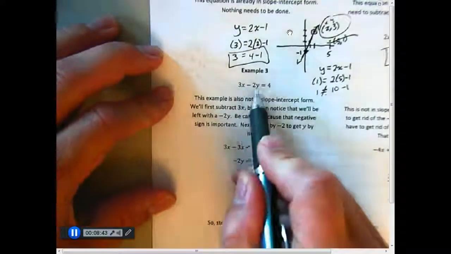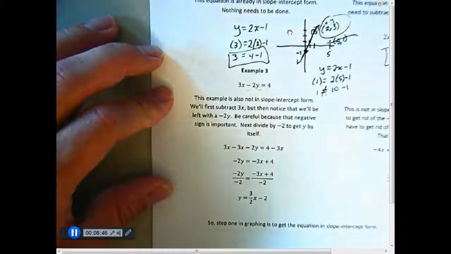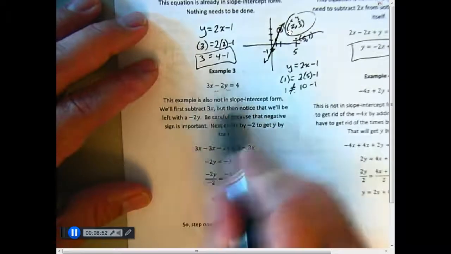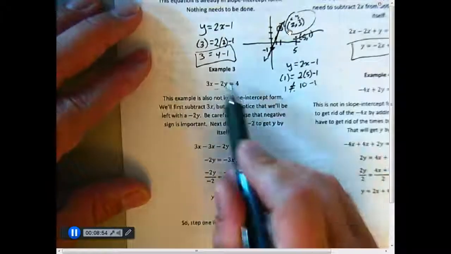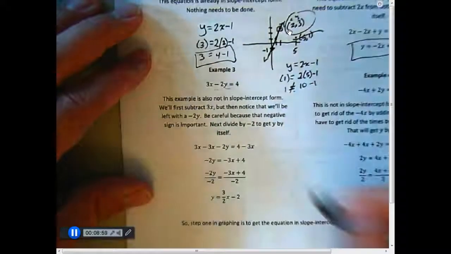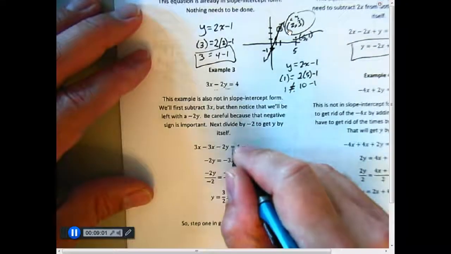Okay, now they get more complex. Example 3 moves into this. They actually put a number in front of x. But notice here, we moved the x and got the y. I'm sorry, they put a number in front of y. So here we're going to move the x's again first. So first step, tell your neighbor. It is what? Subtract 3x.